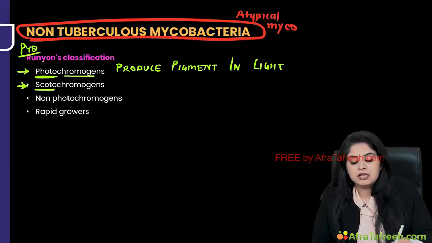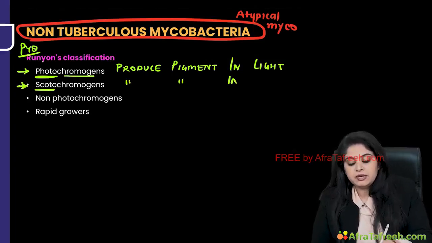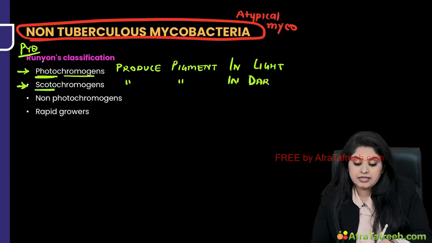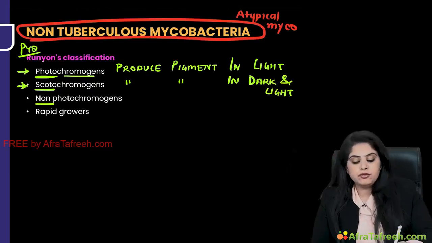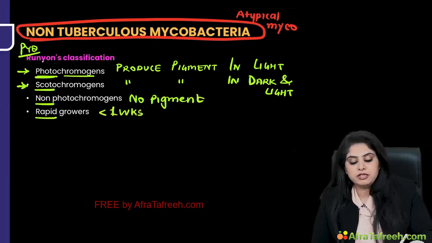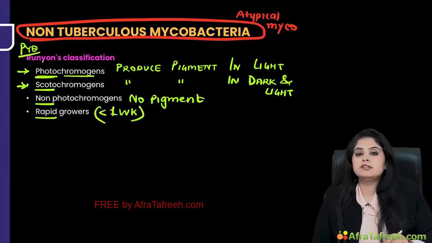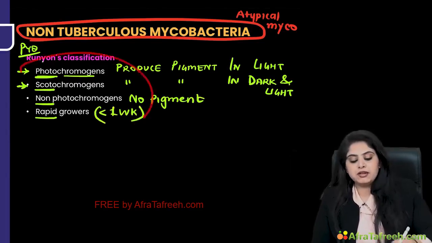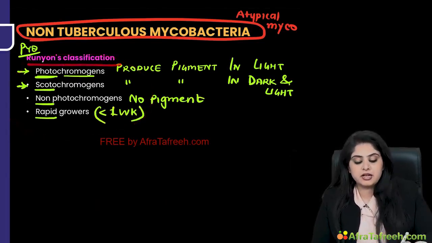Scoto means dark. So they will also produce a pigment in dark and light. Both situations they are going to produce a pigment. Non-photochromogens just means there is no pigment production, no pigment at all. And rapid growers means the ones which are going to grow within 1 week. The ones which grow within 1 week or 7 days are rapid growers, right? So one by one, let's do their examples. This is the Runyon's classification.